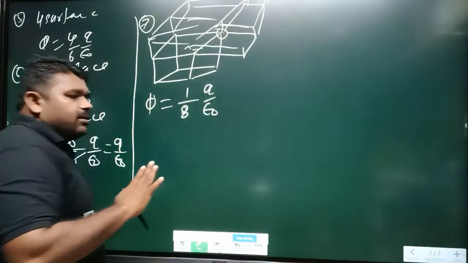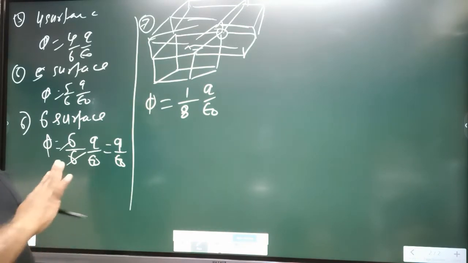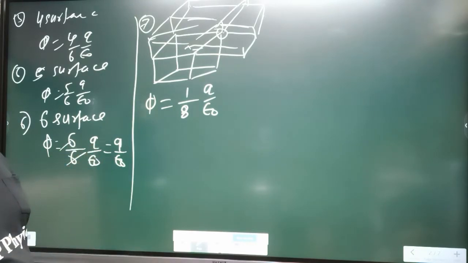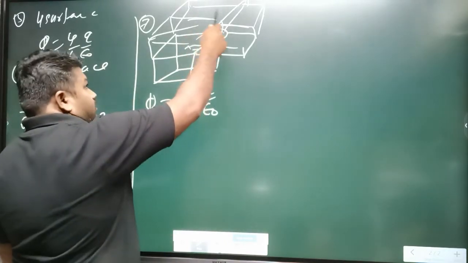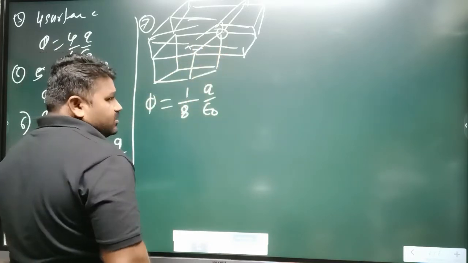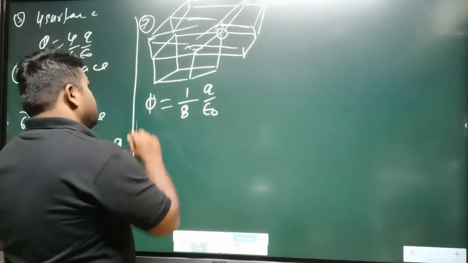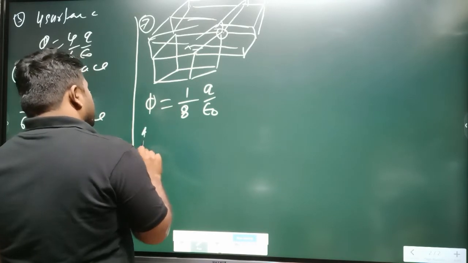8 cube मधून जर 100% चार्ज फ्लो होत असेल तर एकामधून किती पास होईल? सपोज 100%, जर टोटल 8 क्यूब मधून पास होत असेल तर एका क्यूब मधून किती पास होईल? 10% or 1 by 8. Yes or no? Simply like that. Got it? Here only 1 cube is there. We require 8 cubes to cover the charge. Then the charge becomes enclosed. Yes or no? Means given upon total into Q by epsilon naught. Same problem.